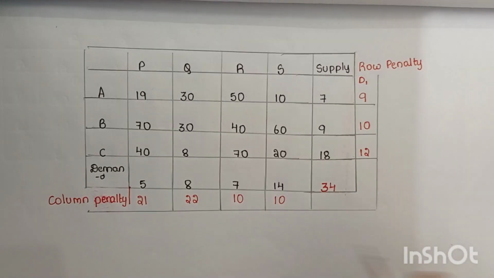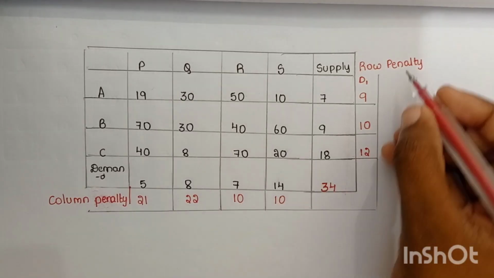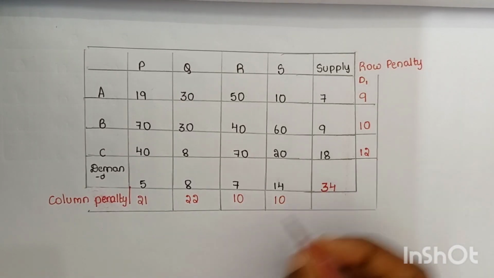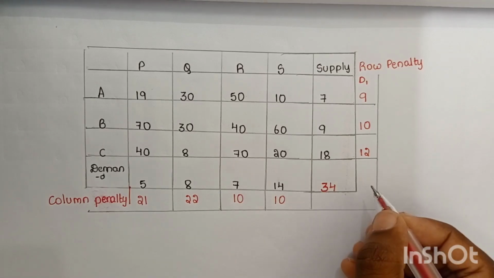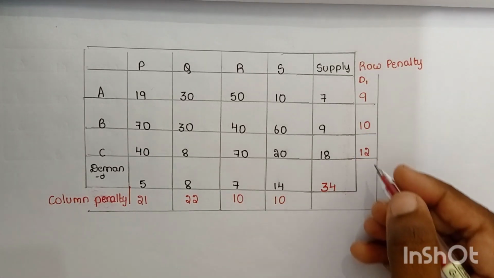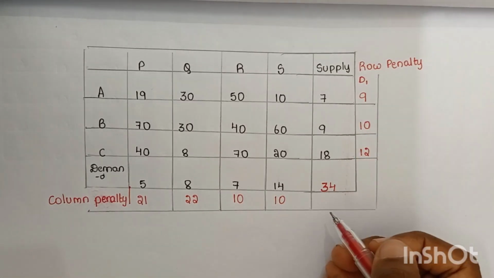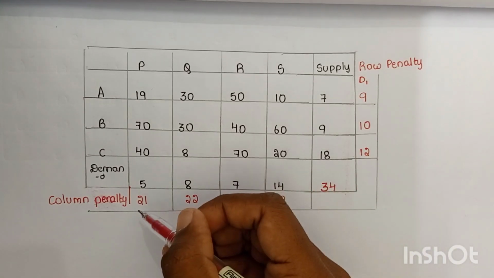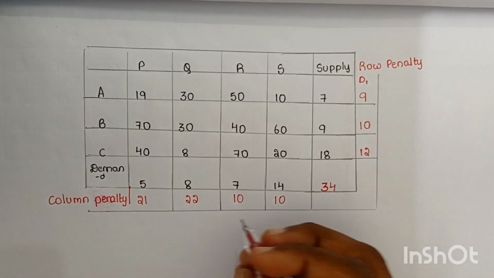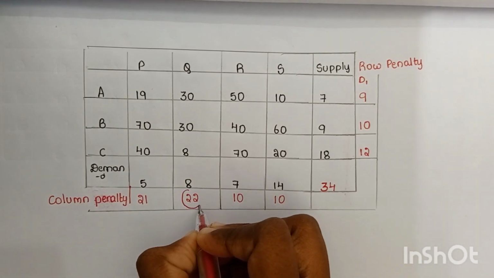Okay. We identified the column penalty and the row penalty. So among these, we have to find out the highest value, the overall greatest value. So the values are 9, 10, 12, 10, 10, 22 and 21. Among these, the greatest value is 22.